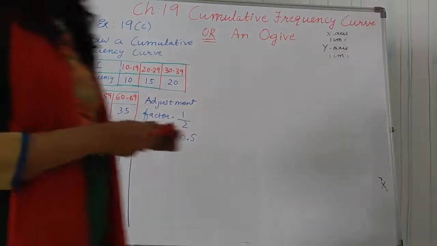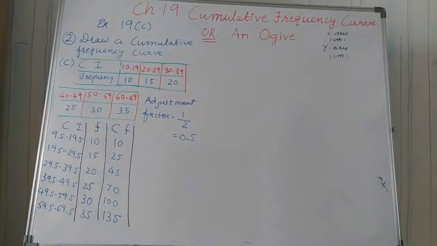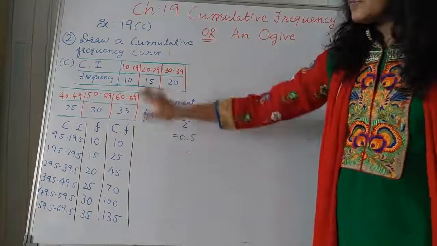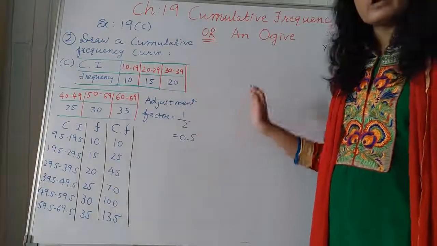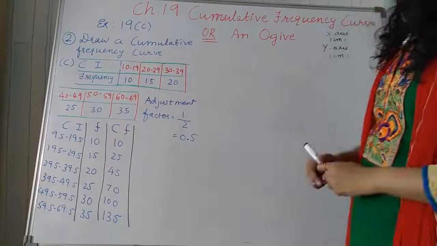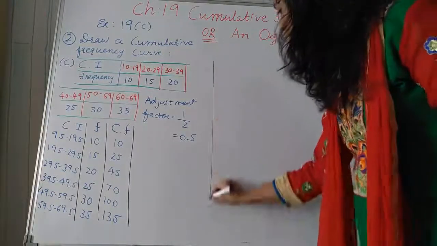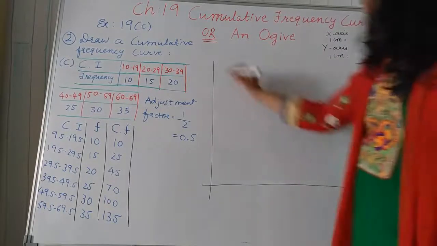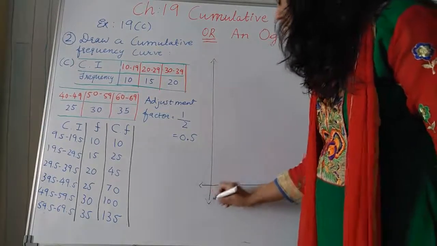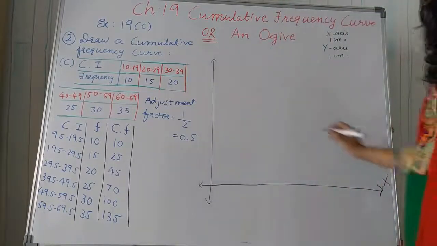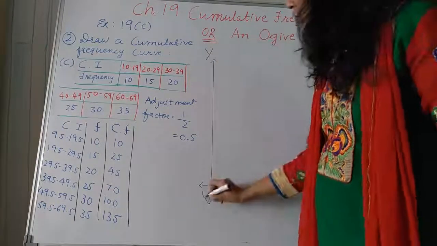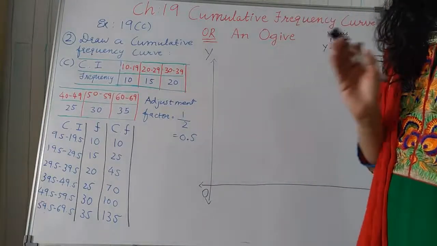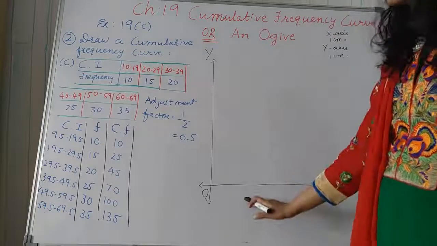So now let us draw the cumulative frequency curve using the graph page. After doing this much work, all this work you have to do on the right side of your graph page, which is the line page given to you. Now let us draw the axes, x and y axis. So this is the x-axis, y-axis, origin. Now students, the next work is you need to decide your scale on the x-axis first.